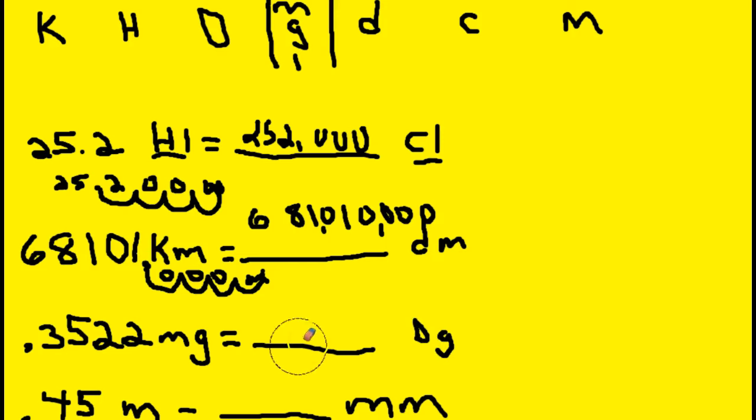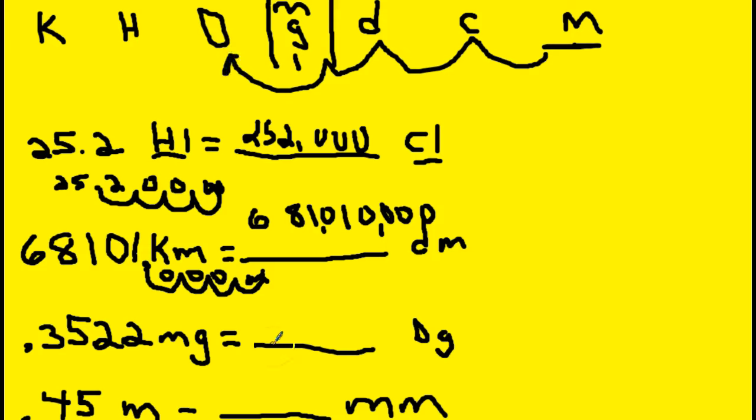Okay, let's do a couple more. You've got 0.3522 milligrams. Here's your milligram right here, milli. You want to go to the big D, decagram. So now it's 1, 2, 3, 4. Now we're going to the left, and we already have a decimal. So with 0.3522, you go 4 to the left: 1, 2, 3, 4.